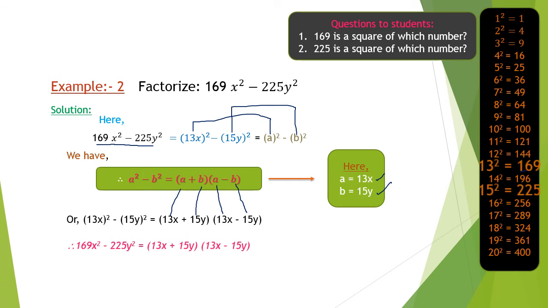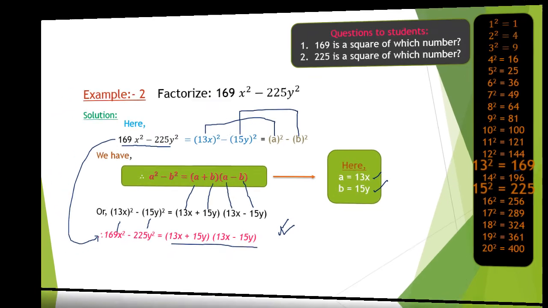Now 169 is the square of 13, so 169x square is the square of 13x, and 225y square is the square of 15y, which is in the question. We don't have to worry about it. It's exactly the question, same thing, isn't it? So only this part is our answer. Now it's over. Now factorization is very simple, applying the formula a square minus b square.